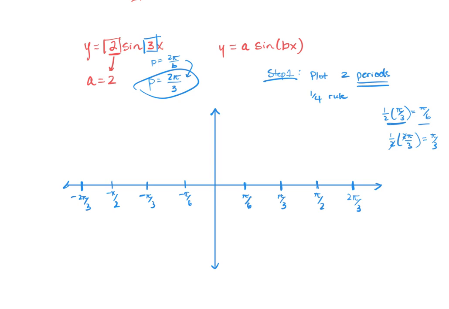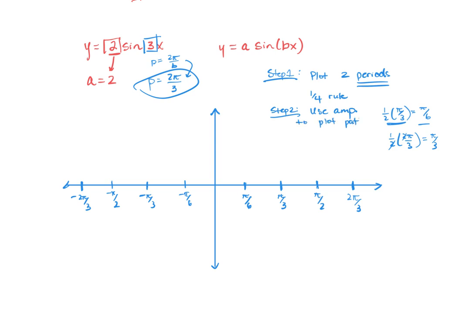Step 1, plot the period. Step 2. Now, I will add some steps. There will eventually be 4 steps when we do phase shift and vertical shift tomorrow. But for right now, we're just going to have 2 steps. Step 2, use amplitude. I'm just going to put amp, but it means amplitude, to plot the pattern.